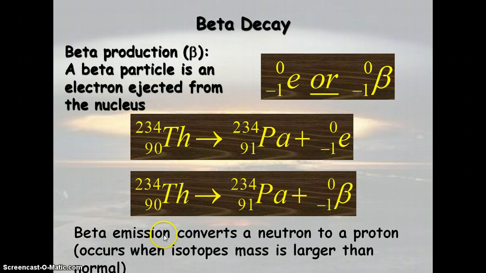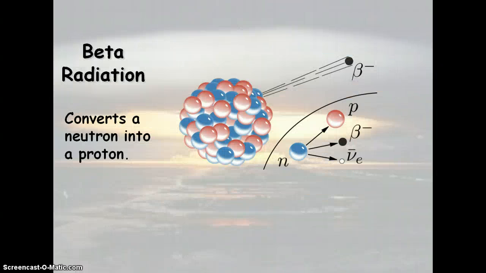All right, and basically beta emission is going to convert a neutron in the nucleus to a proton. Beta emission you usually see when the isotope's mass is larger than normal. It wants to take an extra neutron out and change it into a proton, and pops that beta particle out of the nucleus to try to stabilize that nucleus. All right, here is another depiction of a beta particle. Here it breaks down that the neutron is converted into a proton, a beta particle, and an antineutrino.